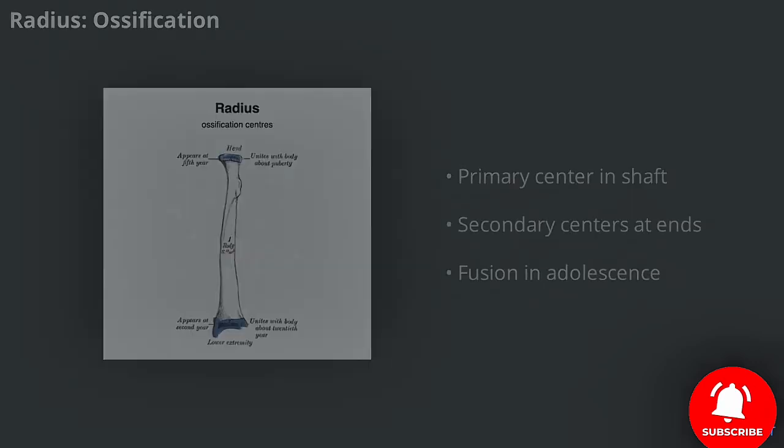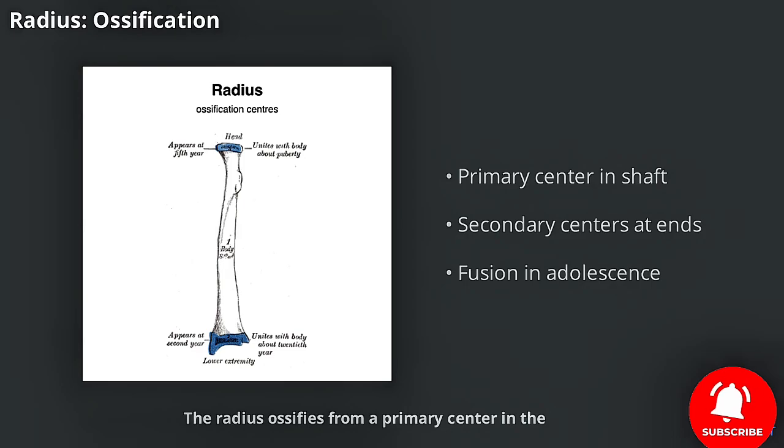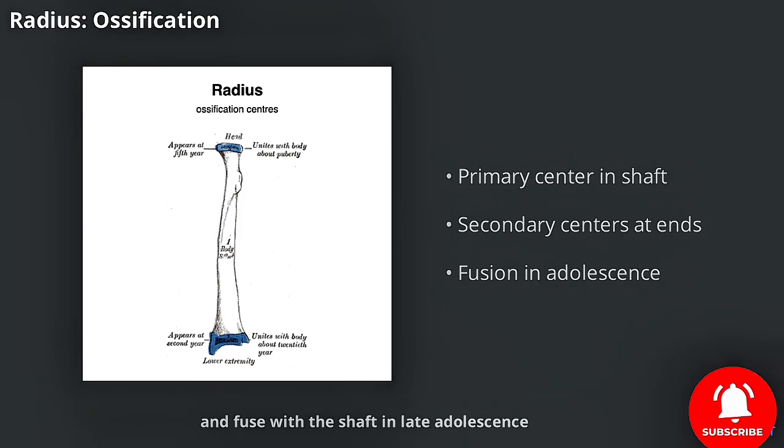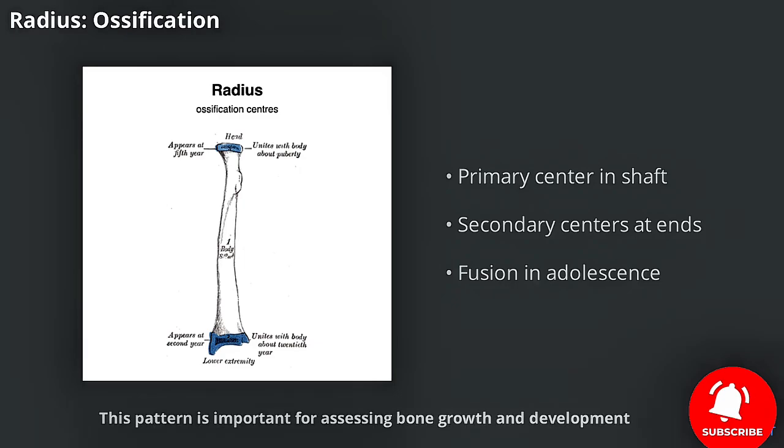The radius ossifies from a primary center in the shaft and secondary centers at the upper and lower ends. The primary center appears during the 8th week of intrauterine life, while the secondary centers appear in early childhood and fuse with the shaft in late adolescence. This pattern is important for assessing bone growth and development.